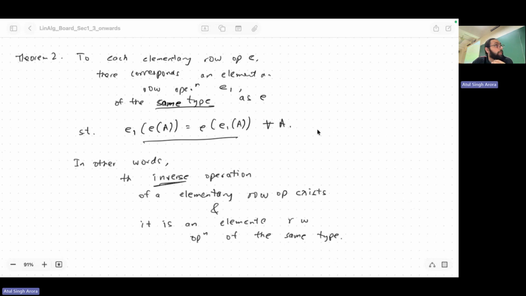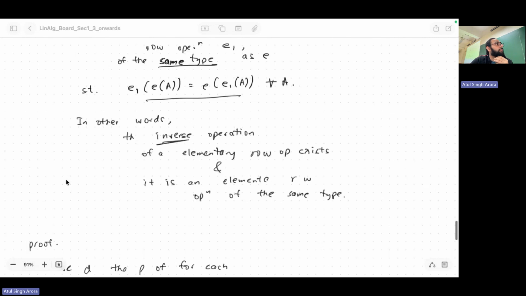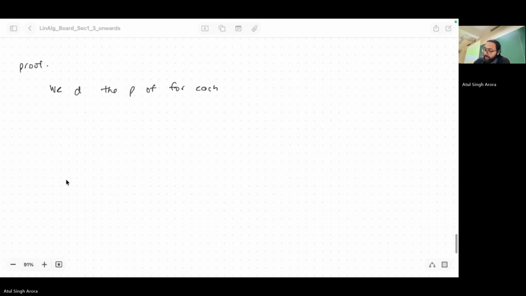For each type separately. Oh shoot, you cannot see it.